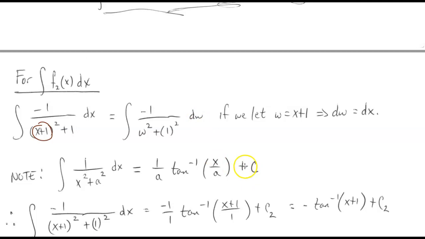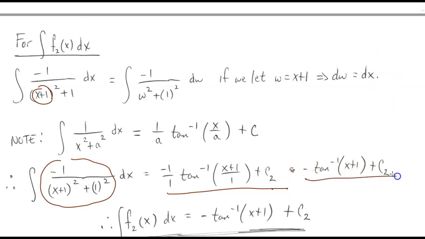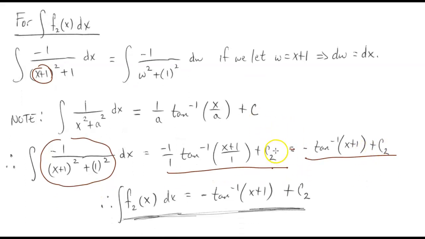So in this case, we see that if we have this minus 1 over w squared plus 1 squared, all in the denominator, then this just translates directly into the antiderivative, where it's tangent inverse. And so then we just clean it up and make it look nice, and thus minus tangent inverse of x plus 1 plus the second integration constant is what f2 is. Okay.